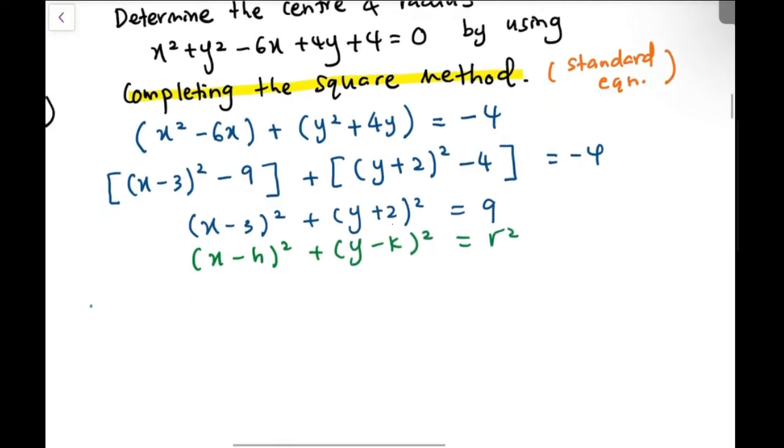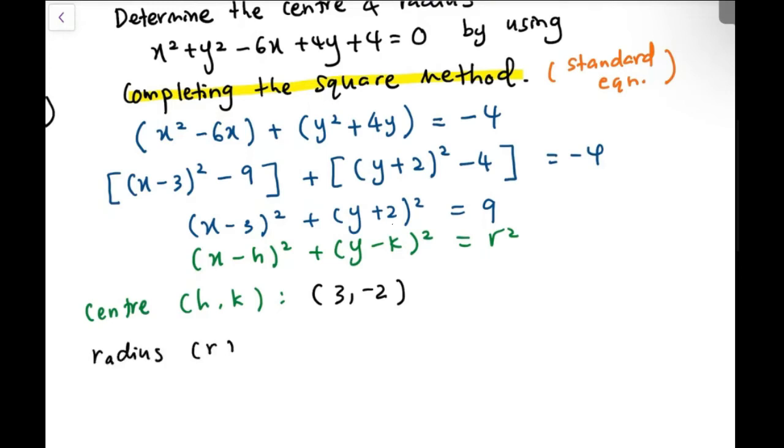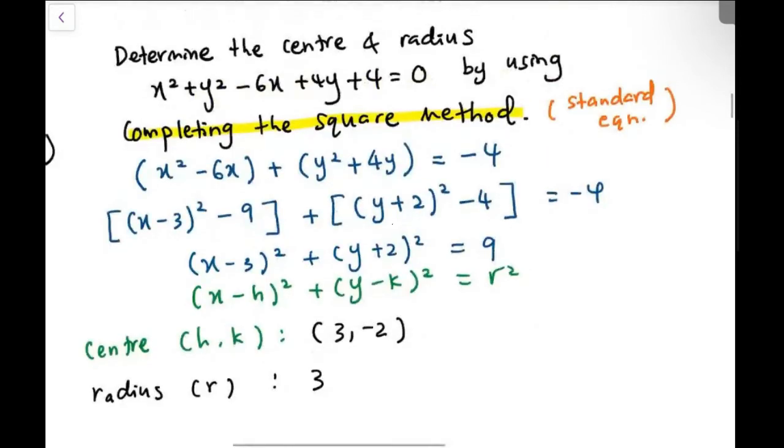So the center would be (h, k). So if we compare this up, the center would be (3, negative 2). And the radius in this case would be r. So here in this case, our r is 3. So this is how we determine the center and radius by using the completing the square method.